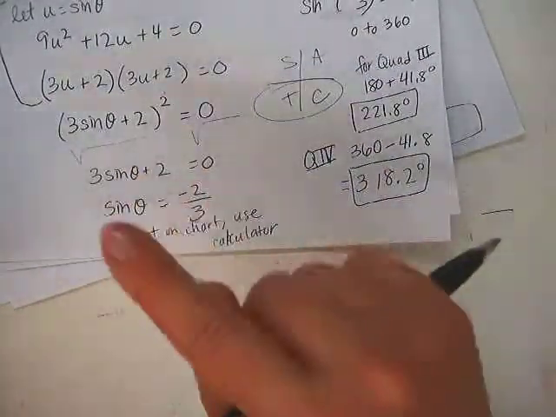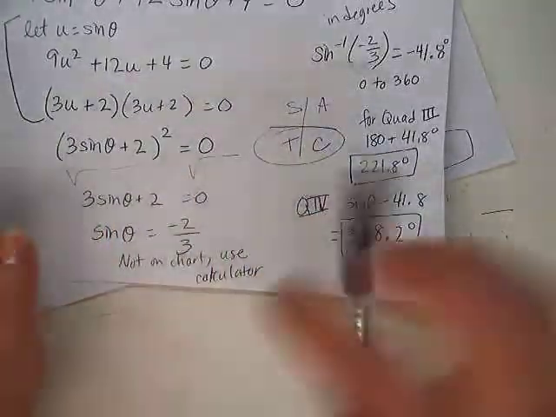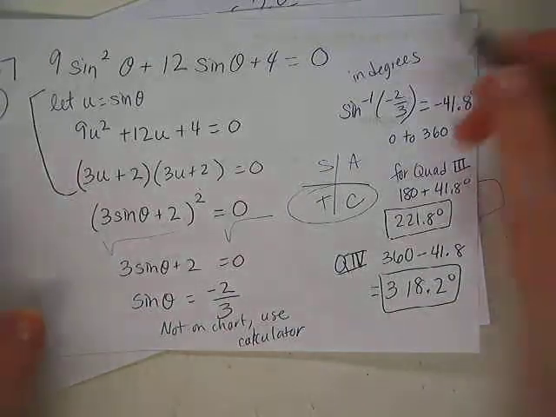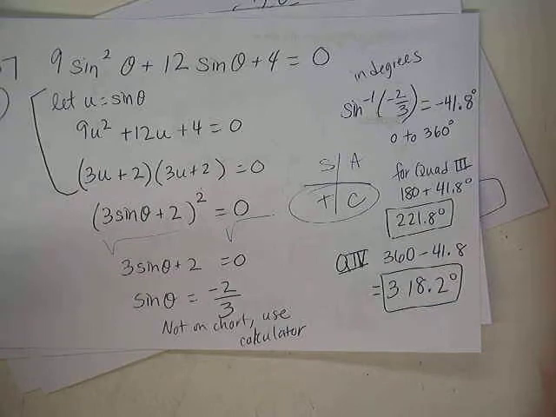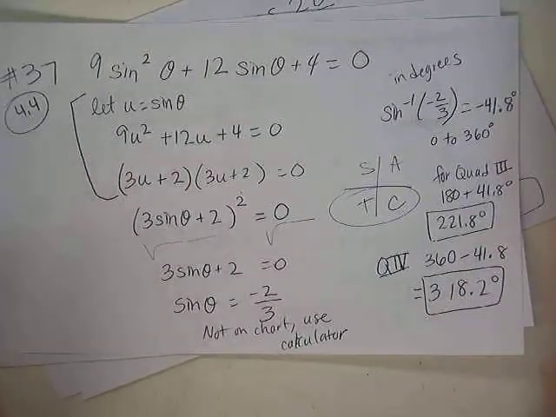Take this factor, set it equal to 0, and solve it, just like we solved this one. And since it's not on the chart, if it's on the chart, you just work backwards on the chart, but if it's not on the chart, you have to use a calculator. And make sure you follow the instructions. This one asked for degrees between 0 to 360, so we use degrees. If it doesn't ask, usually you do radians.